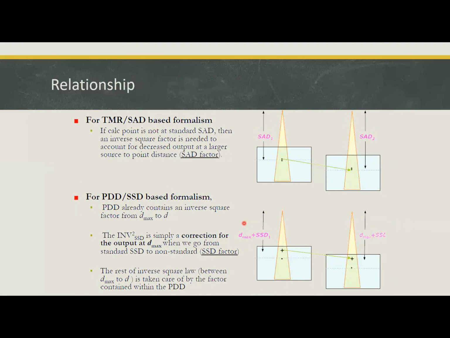So their relationship: if the calculation point is not at standard SSD, then the inverse square factor needs to be accounted for. PDD already contains the inverse square law factor, so the inverse square factor is simply a correction for output at Dmax when we go from a standard SSD to a non-standard SSD, that is, extended SSD.